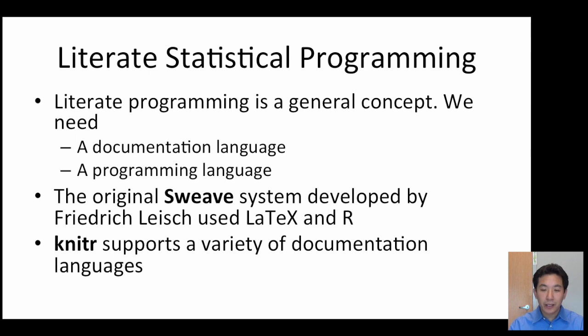So literate programming, as I said before, is a general concept. You need a documentation language and a programming language. So the original Sweave system that I talked about before, written by Fritz Leisch, used LaTeX as the documentation language and R as the programming language. So in this lecture I'm going to talk about knitr, which supports a variety of documentation and programming languages.